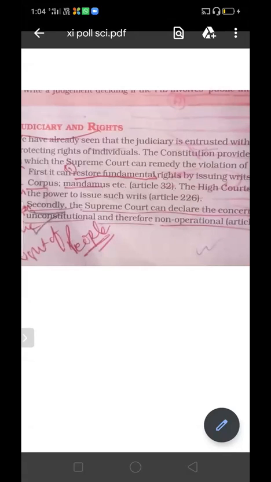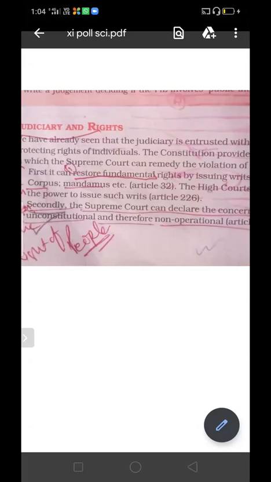And what is the meaning of mandamus? When a person is not doing his duty, he is infringing the rights of the people. When a person is not doing his own duty but interfering in another's duty, that is called mandamus.